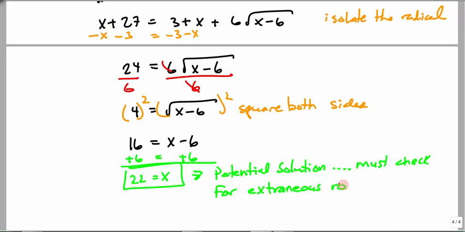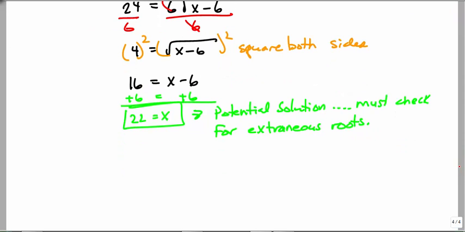Now we already know from our graph that it's a good solution, but let's go ahead and check this by hand anyway, just in case we get in a pickle sometime and we can't grab our calculator to check. How would we do this by hand? So let's go ahead and check x equal 22.